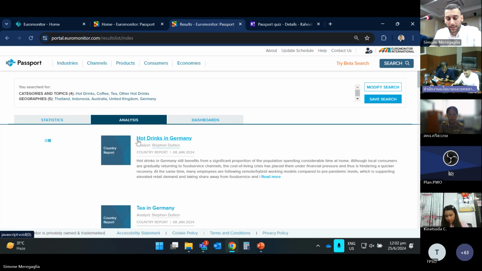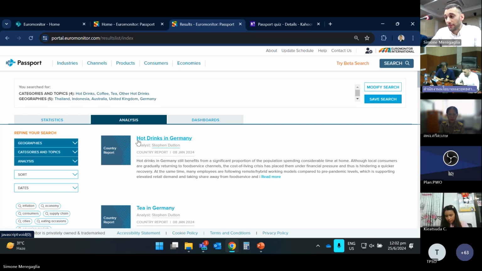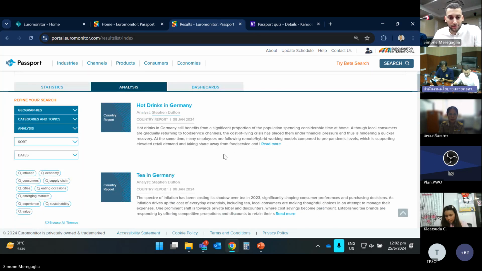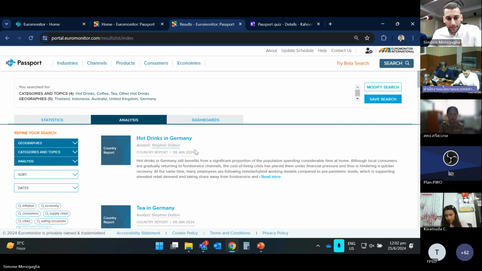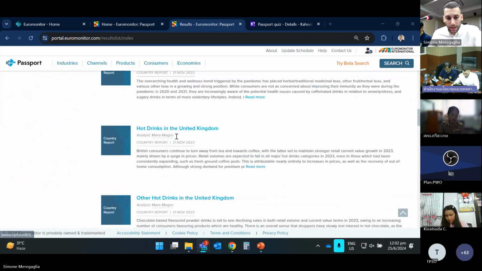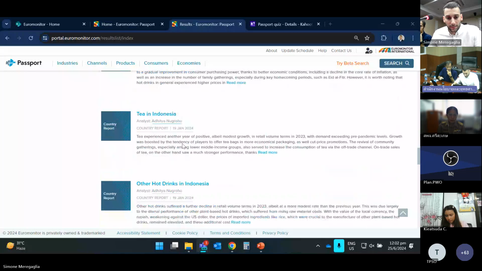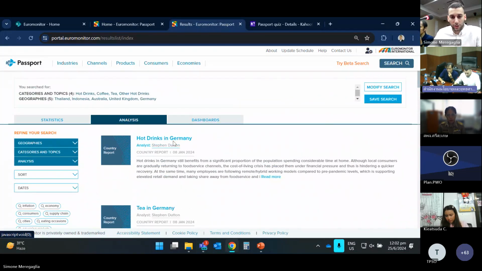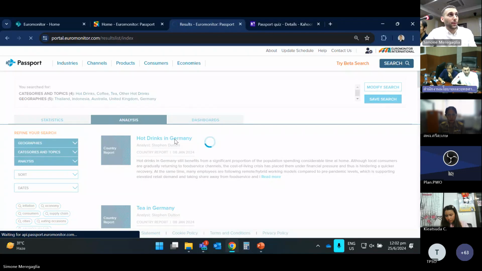So in analysis, what I was saying earlier is that we have country reports. We have written information by our analysts. And you can select, of course, we selected geographies. You can look for more geographies if you want to change. But for the case of this particular example, I can look at the country report of hot drinks in Germany, for example, or tea or coffee in Germany, other hot drinks, or in the UK, or in Indonesia, or in Thailand, etc. So let me just take the first one. Hot drinks in Germany.